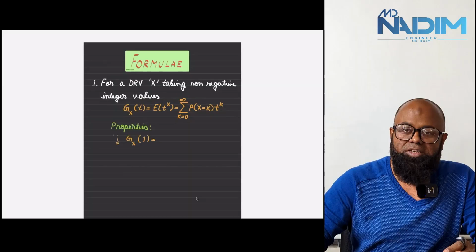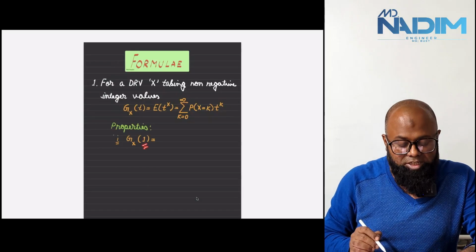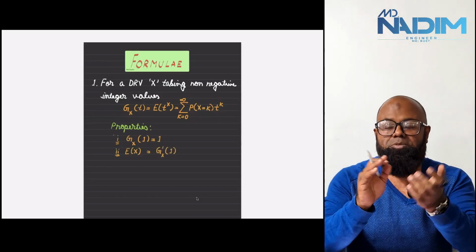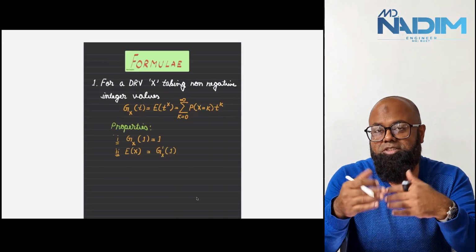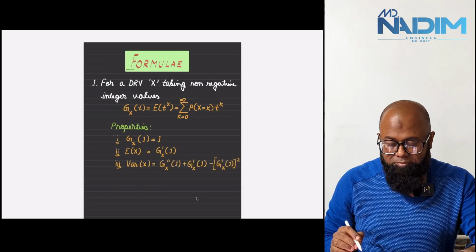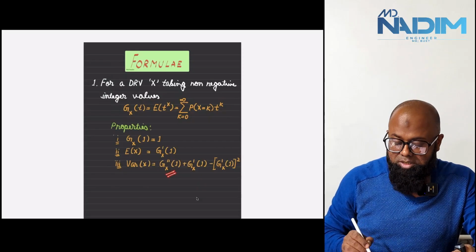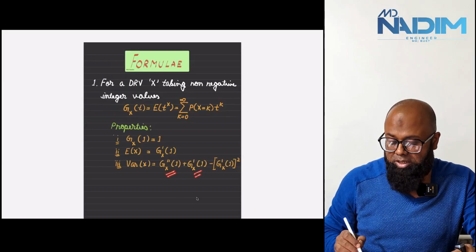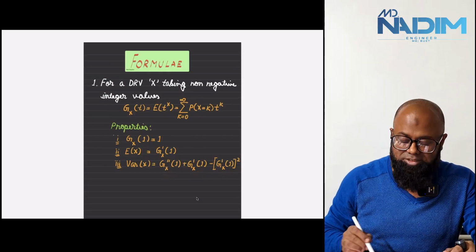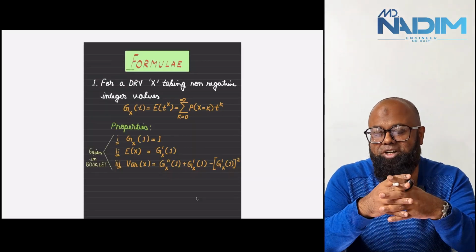Properties. For the probability generating function, G_X(1) is actually 1. Then E(X) is equal to G_X'(1). G prime, you understand that this is the first derivative of the probability generating function. Next one is Var(X). How to get that? It is the second derivative of G_X at 1, plus the first derivative of G_X at 1, minus the first derivative of G_X at 1 whole squared. This is how we get the variance. These are the formulae that would be given in the booklet, so you don't need to worry about that.